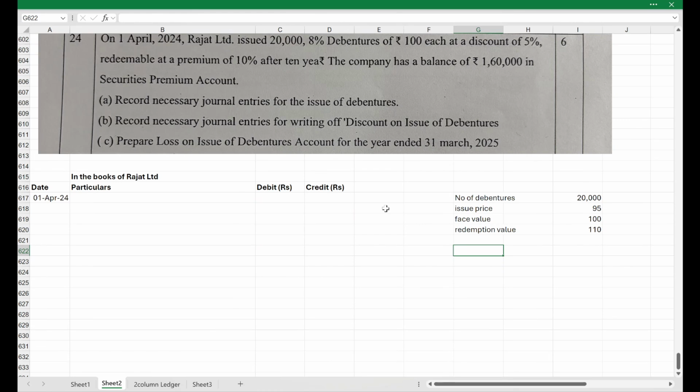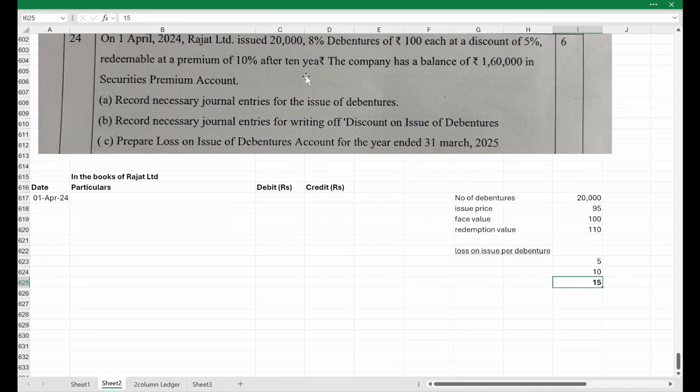Just to quickly note down, what is the total loss on issue per debenture? While issuing I have lost 5 rupees in the name of discount. While redeeming I am going to give extra 10 rupees in the name of redemption premium. So totally I have lost 15 rupees per debenture. Again, just note this fact.